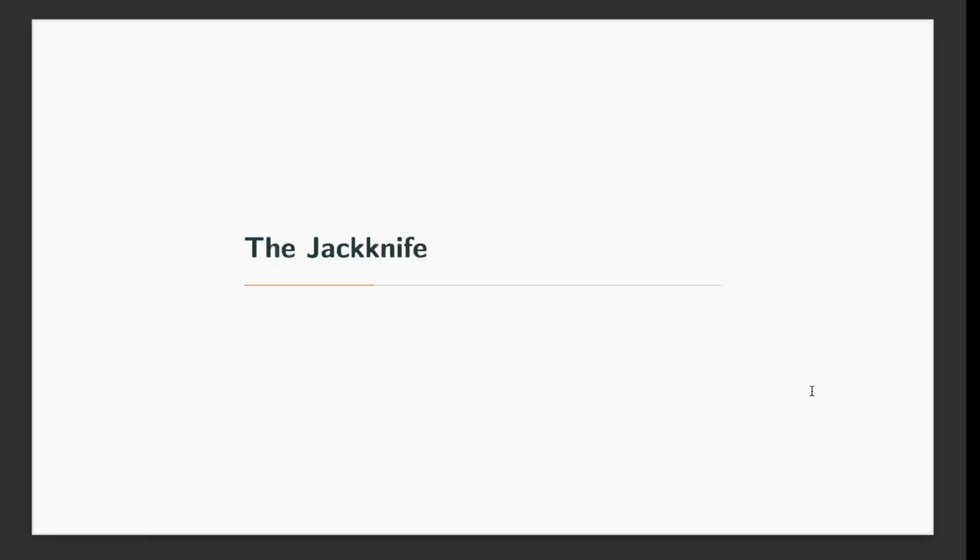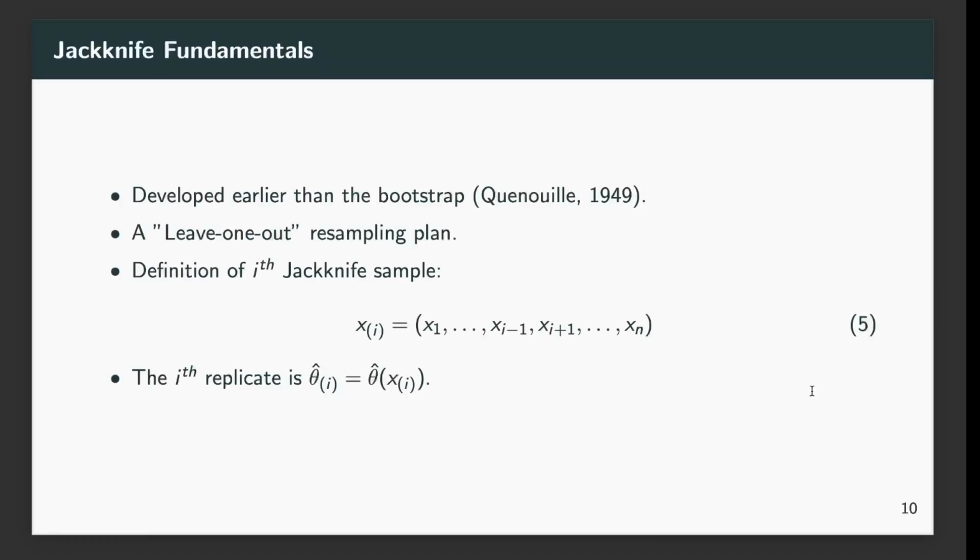Okay, so what is the core idea of the Jackknife method? The Jackknife was developed earlier than the Bootstrap by Quenouille in 1949. So it is important to understand that the Jackknife was actually introduced before the Bootstrap by many years. And the Jackknife is a leave-one-out resampling plan. So this is the defining characteristic.